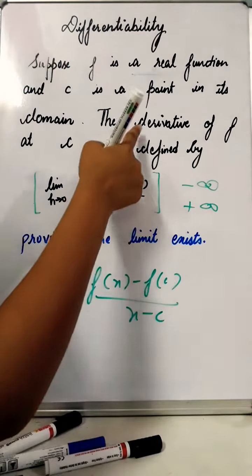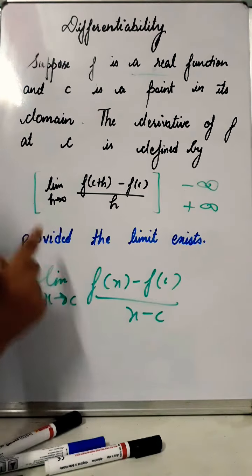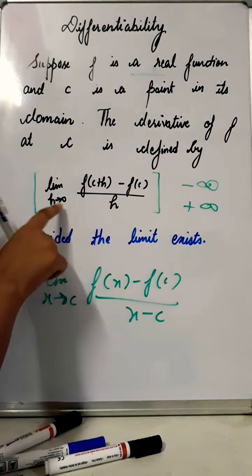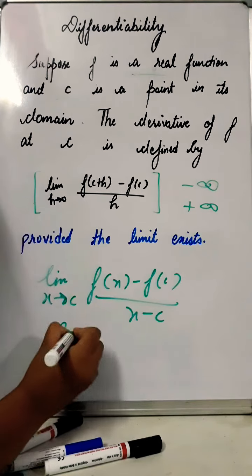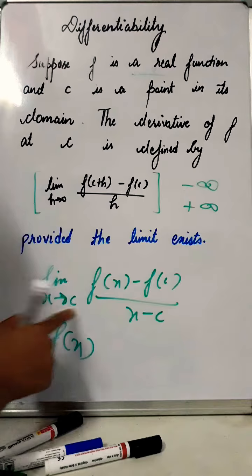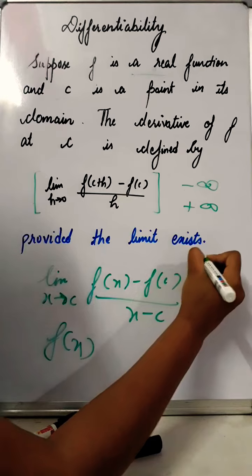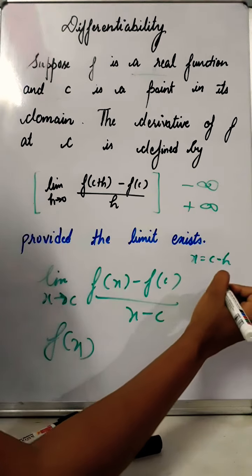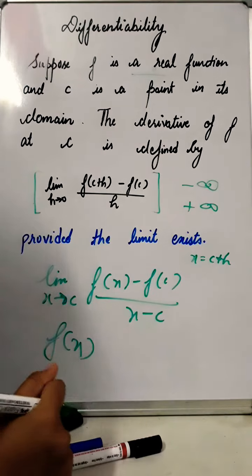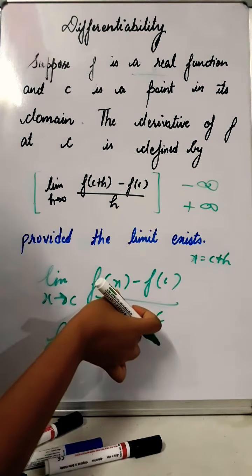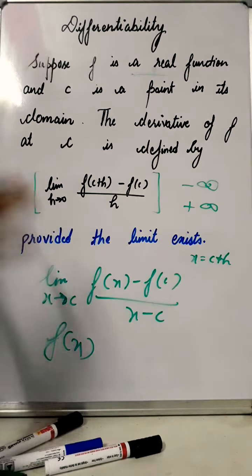When you are checking the derivability of the function at any point C, this whole expression can be written like this also. Here your limit was h tends towards 0, but when you transform it to x tends to C, because your function is f of x, the expression can be written like this. And how has this come? Just taking the simple transformation, x is equal to C plus h. So your x becomes C plus h, and x minus C becomes h, that's it. So this is your differentiability.